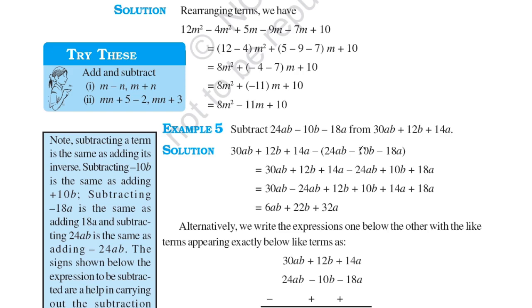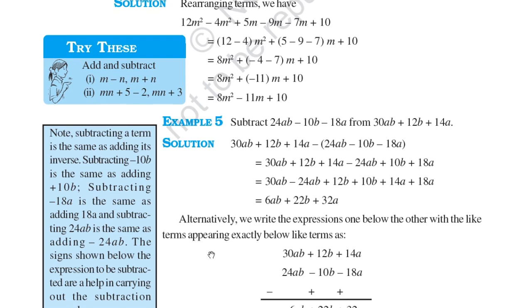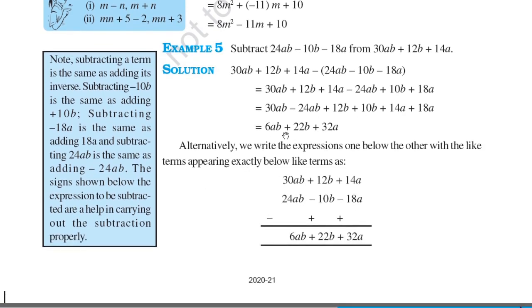ab and ab will come together. So 30ab minus 24ab, and 12b plus 10b, plus 14a plus 18a. When we subtract, it will become 6ab, 22b, and 18 plus 14 is 32a. Alternatively, we can write the expressions one below the other with the like terms appearing exactly below each other. You can do it like this also. The signs will change because it is subtraction, so it will become 32a, 22b and 6ab.